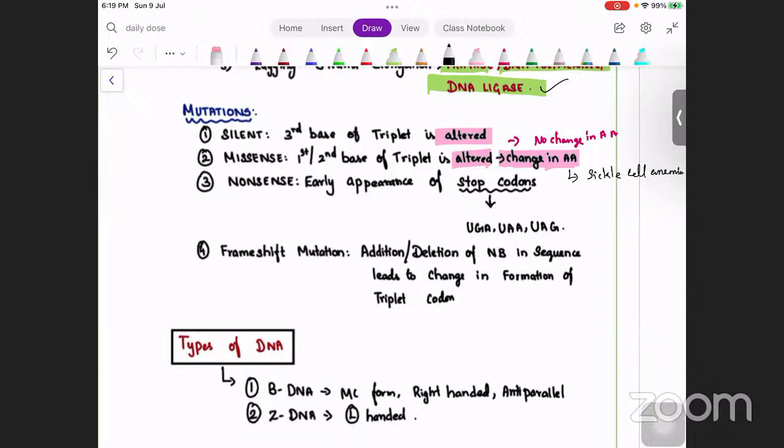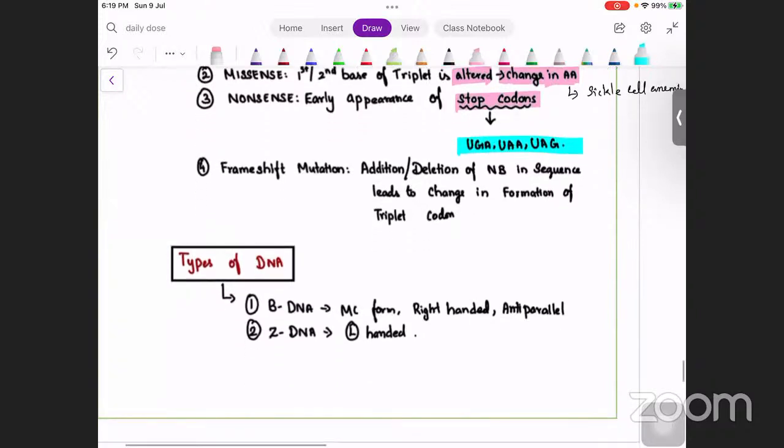Then you have a nonsense mutation. I used to remember it with the mnemonic of "stop the nonsense." That is the early appearance of stop codons, where you may see UGA, UAA, and UAG. UGA, UAA, and UAG are the nonsense mutations.